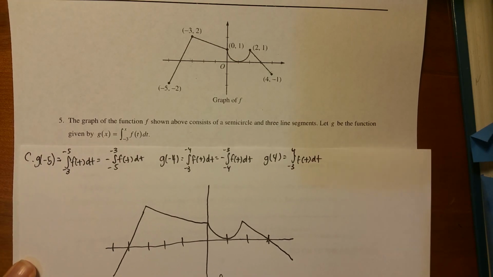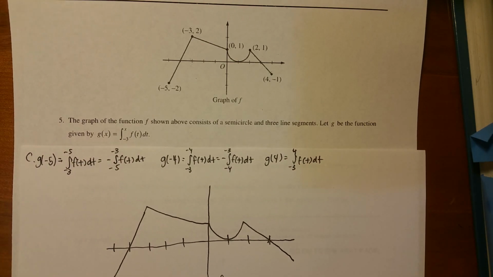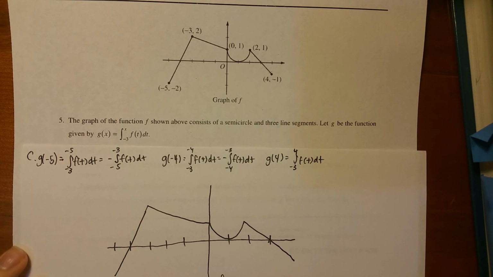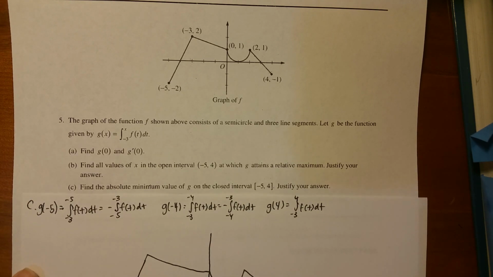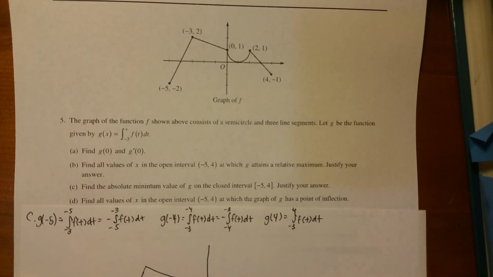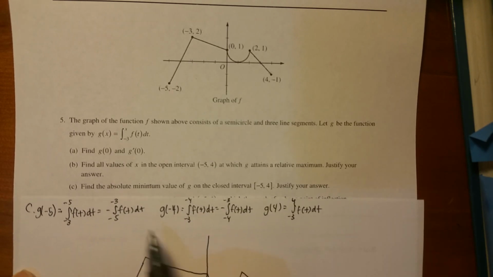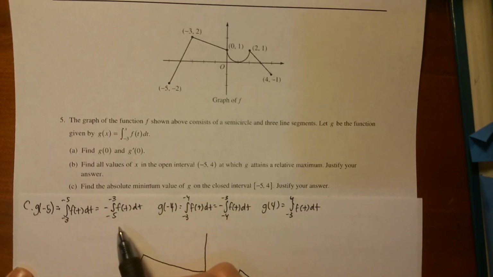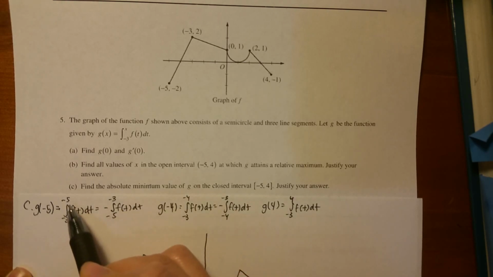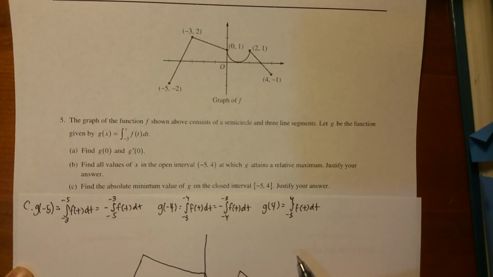Again, g of x is given to us, therefore we can write these integrals like so. Now let's do this one by one. To find g of -5, we must first flip the integral and add a negative sign to make the interval from -5 to -3 instead of -3 to -5. Then we can utilize the given graph of f to find g of -5.